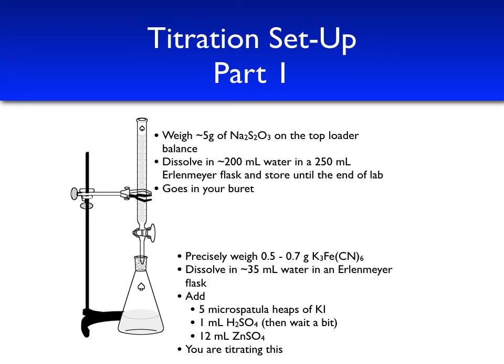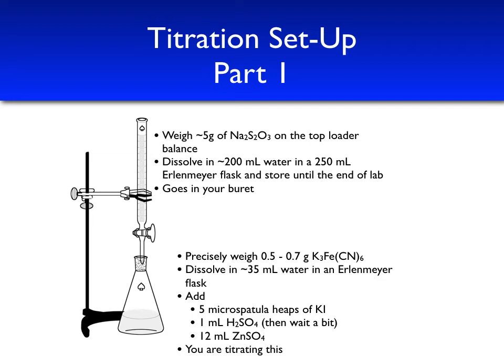If you look at your procedure, there's actually a whole lot of different chemicals that are used to make our titration solutions. So let's go over them so that we're not confused. We'll also go over them again in the video. In our flask, we precisely weighed 0.5 to 0.7 grams of potassium ferricyanide, which we then dissolved in 35 milliliters of water in an Erlenmeyer flask.